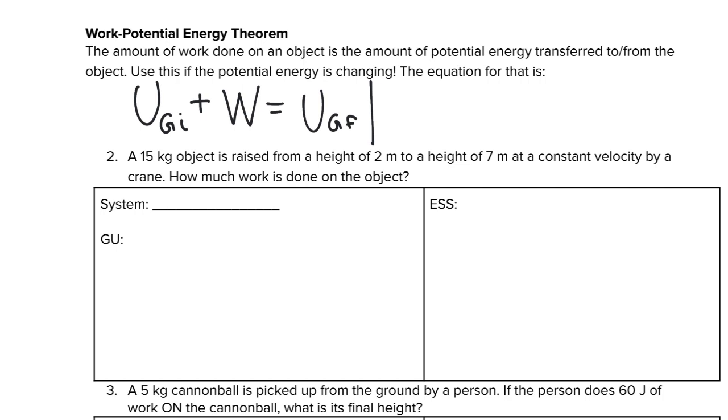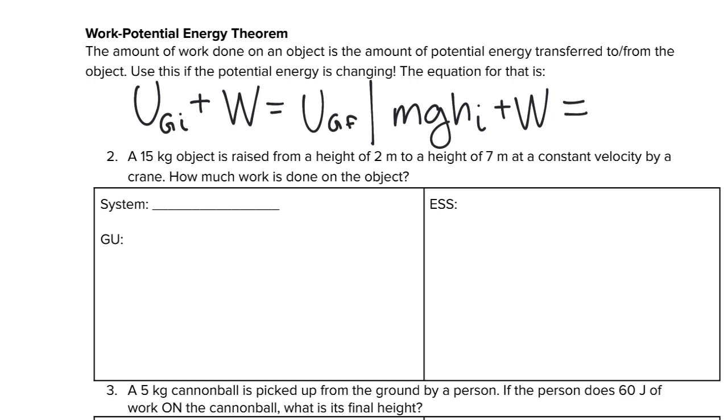They're given in terms of their height, which is the directly measurable value. So we're going to start by swapping out the UGI for mass times gravity times h initial, because your mass and your gravity are going to stay the same, but your height's going to change. So you need an I for the initial height, plus something's going to do some work to it. That could be positive work where it moves up and it gets energy, or it could be negative work where it moves down and it loses energy.